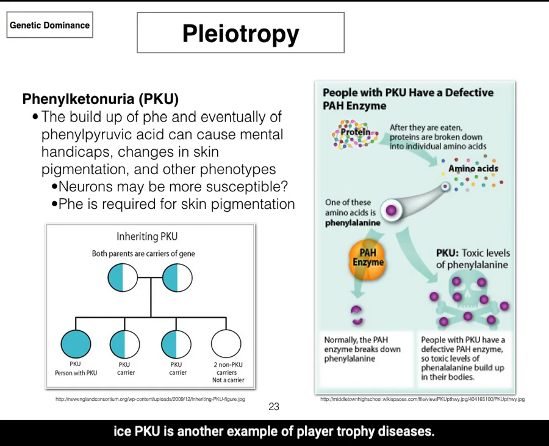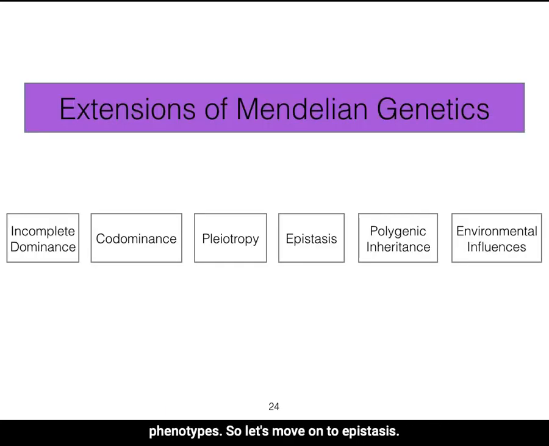PKU is another example of pleiotropy diseases. This is a genetic disorder inherited from a person's parents due to mutations in the PAH gene, which results in low levels of the enzyme phenylalanine hydroxylase. It is an autosomal recessive disorder, meaning that both copies of the gene must be mutated for the condition to develop. So some effects of PKU include changes in one's mental capability, changes in skin pigmentation, and there are other associated phenotypes. So let's move on to epistasis.